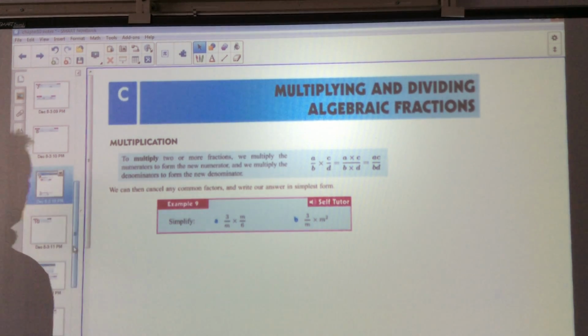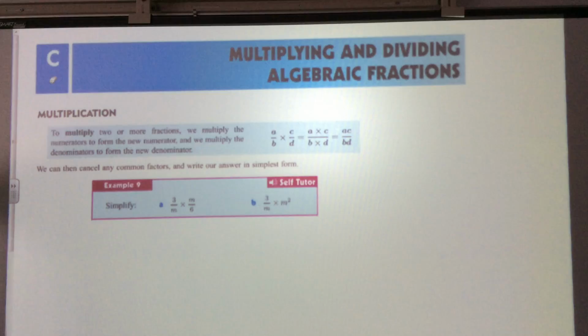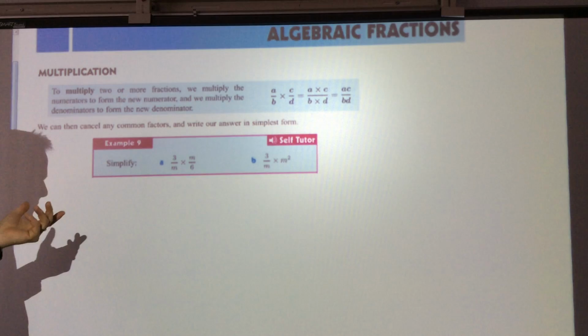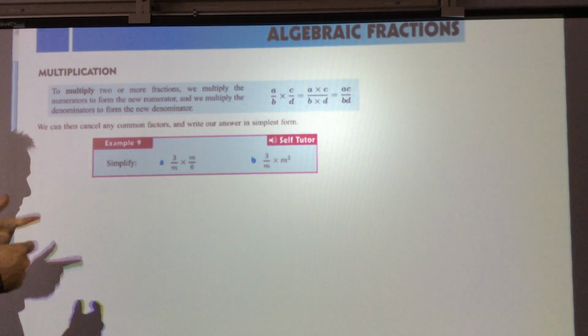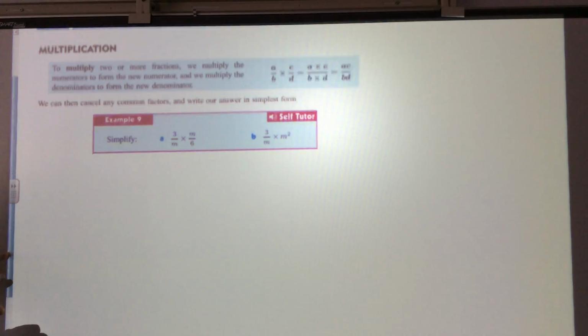We've got multiplying and dividing algebraic fractions, section C. Kind of like section B, it starts off pretty straightforward. You multiply two fractions together, the numerators get multiplied together, and the denominators too. So they want to make sure you know what's going on.